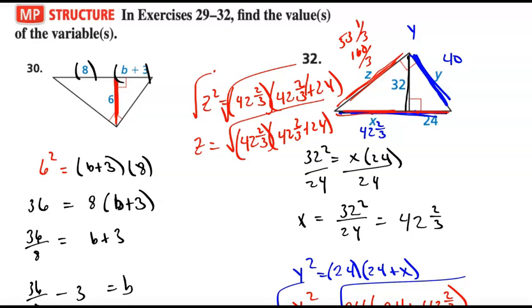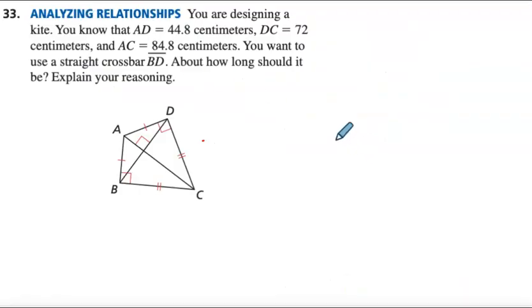All right, let's see if there's anything else we have to go over. All right, so the next one on the homework is this kite, and you want to use a straight bar across BD, so you need the length of BD. So BD is your unknown. Okay, so I'm just going to look at half this triangle, right? So I have a big triangle here and some small triangles, right? And I'm looking at this one, and then I'm looking at this one as well, right? So these are the three triangles I'm looking at. All right, so let's see what we got. We got AD is 44.8.